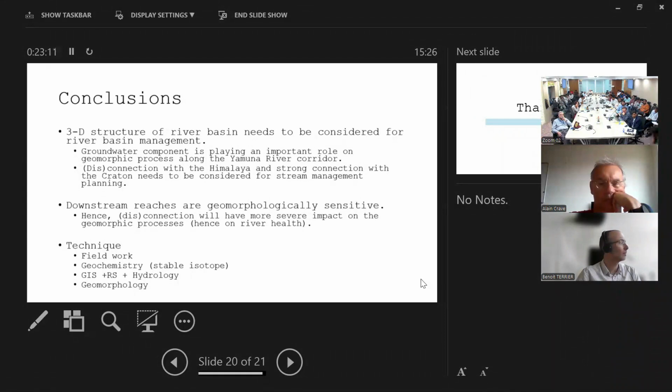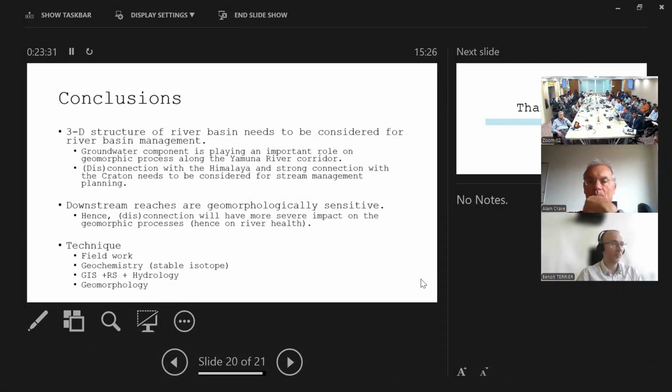The second part is that once we have the connectivity, it needs to be applied to the physical system. And based on the physical mapping, we know that some of the reaches are sensitive, and some of the reaches are not, or maybe resilient, we will say. Hence, disconnection will have more severe impact on the geomorphic processes, and hence on the river health, and those sensitive reaches need to be the focus.